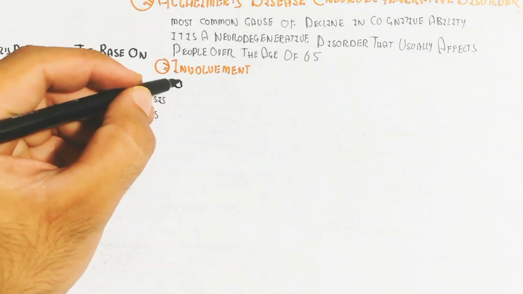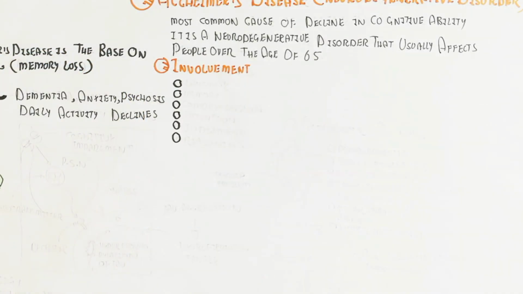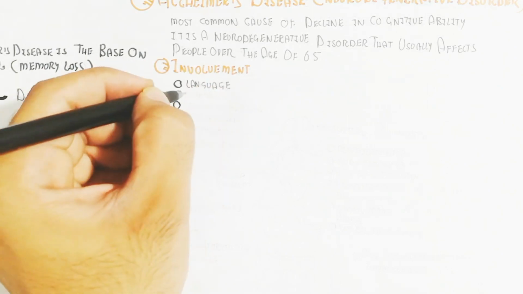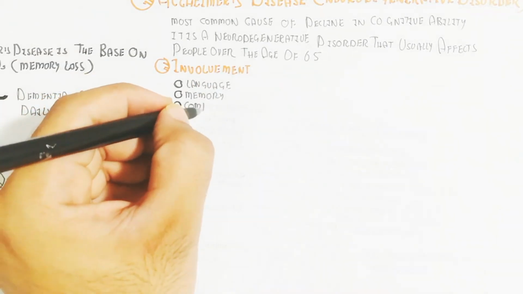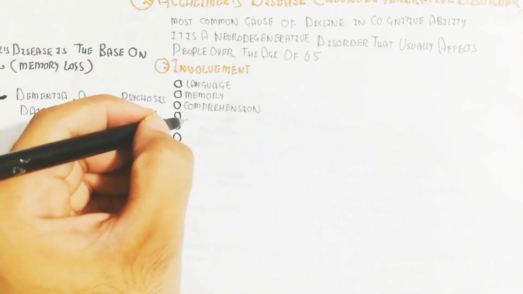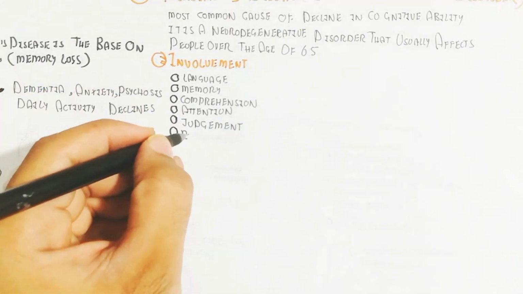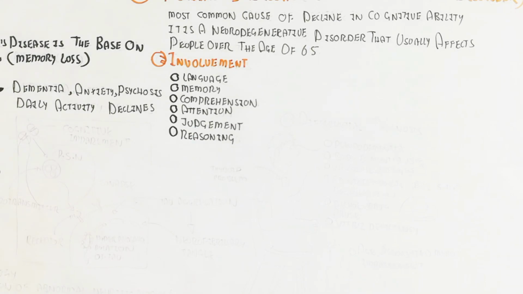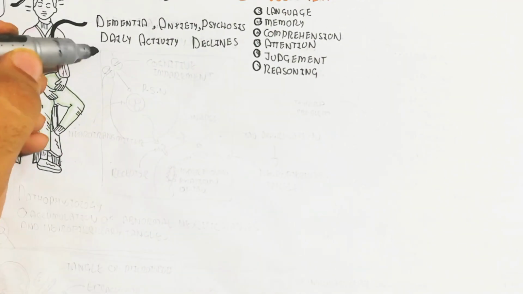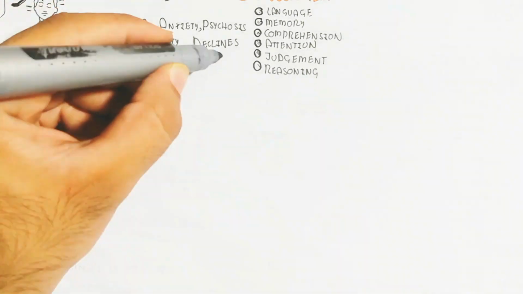Alzheimer disease involves language, memory, comprehension, attention, judgment, as well as reasoning. We will first understand the normal function of the brain, then we will understand Alzheimer disease.